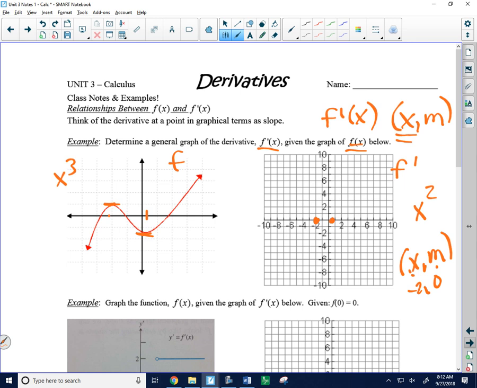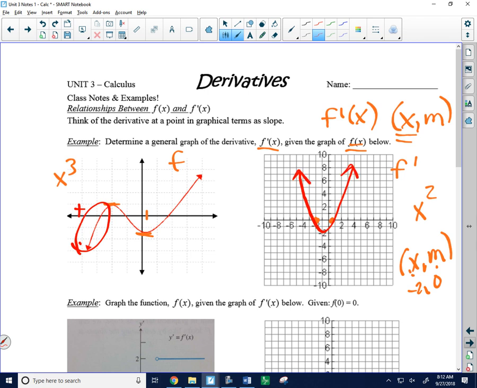Other than that, now I know some general slopes. For example, all the slopes here are positive, right? Would you agree it's going up? So all the slopes here would be positive. So over here, let me go and draw it. It's got to look like x squared going through these.